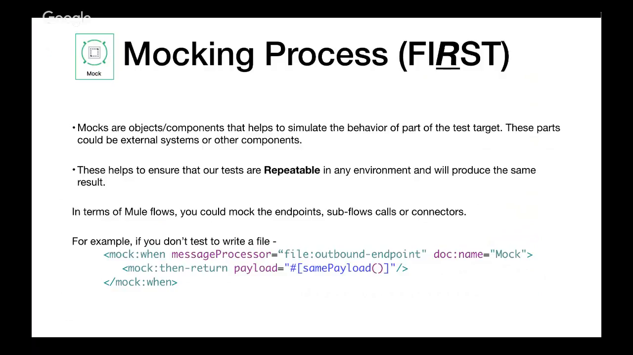There are objects and components in your flows which are dependent on external systems, or they are not part of the flow that you are concentrated on. In such cases, mocks help you mock the behavior of those components. That way your tests are repeatable. If you have a dependency on an external system, that system will not always be available during the test. So that is where you put a mock and say, okay, when this particular system gets called, just return some dummy payload to me, which is again a well maintained and controlled environment.